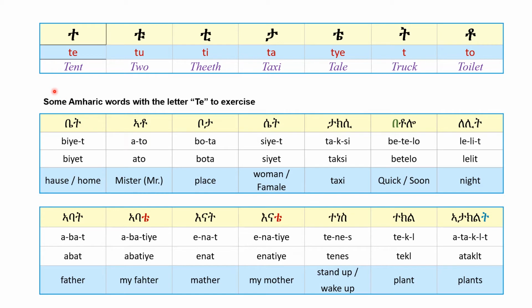Let us read some Amharic words with the letter Te to exercise. Biet, biet. A, to.